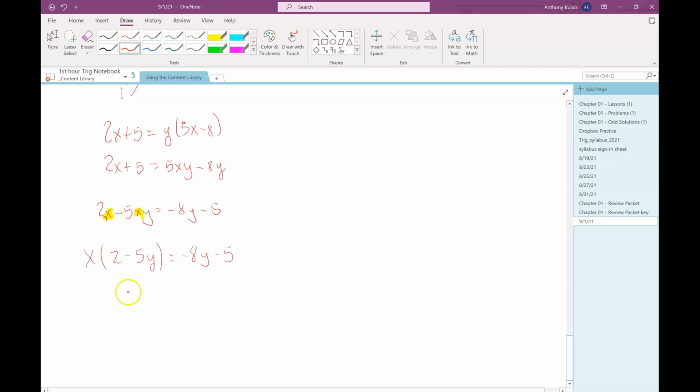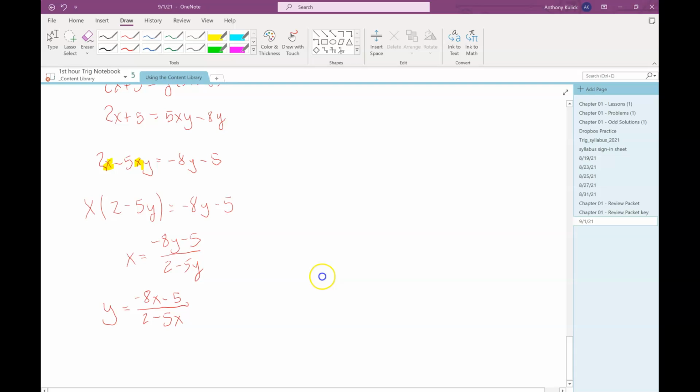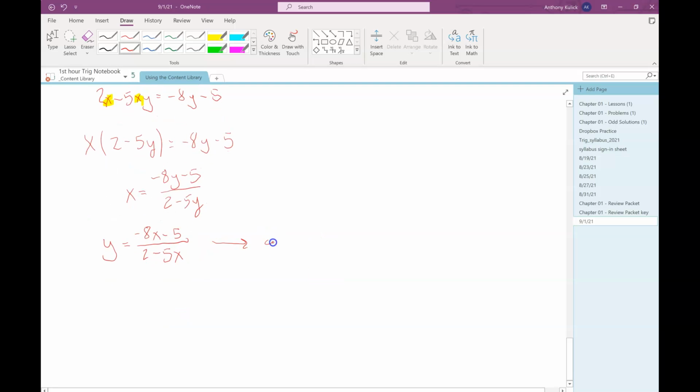And then we'll just divide both sides by 2 minus 5y. And now I got that x by itself. From here, we'll swap the x and y coordinate so that everywhere where there's an x, I'm going to write y, and wherever there was a y, I'm going to write an x. And then we'll put this back into function notation. This problem, we had a g of x, so this will be g inverse.